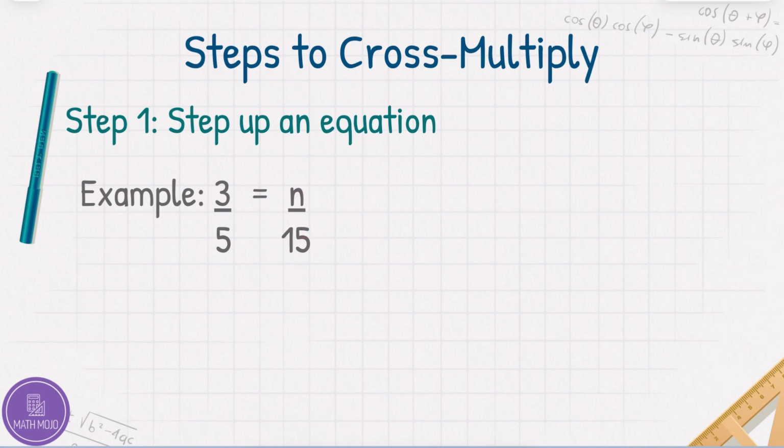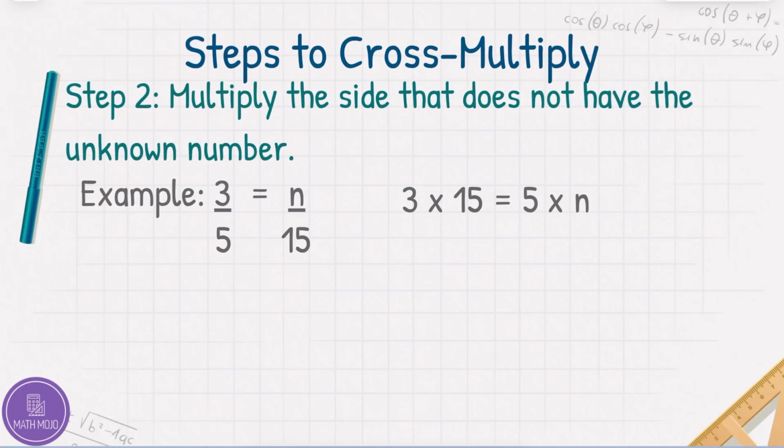So we're going to cross multiply 3 and 15. So we're going to multiply 3 by 15. And then we're going to put our equal sign. And then we're going to go the other way and do n multiplied by 5. So we get n multiplied by 5.